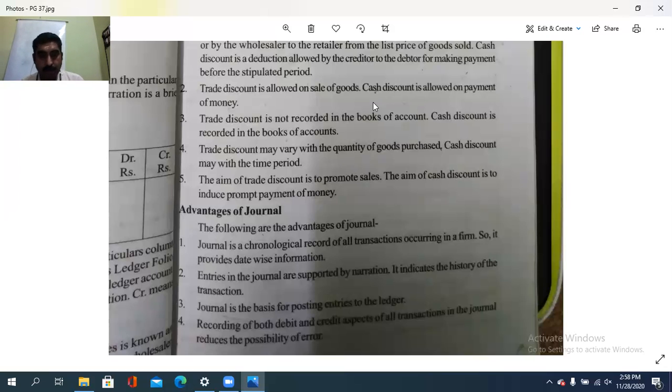And recording of both the debit and the credit aspect of all the transactions in the journal reduces the possibility of error. Mistakes, okay, arithmetical accuracy of the entries, right? That is why the journal is to be prepared.